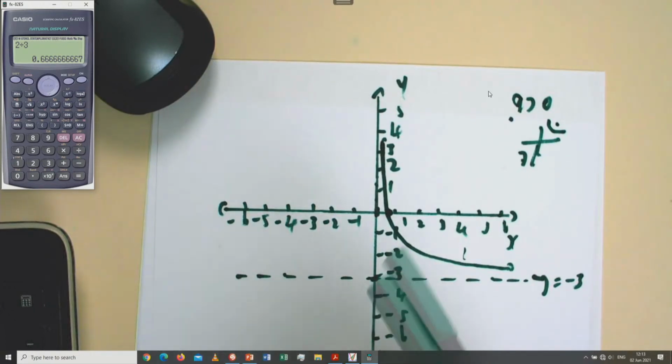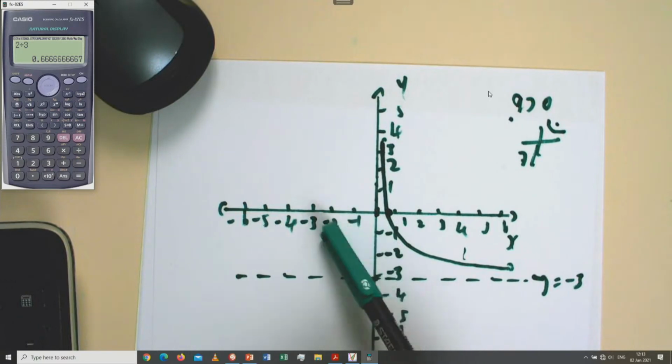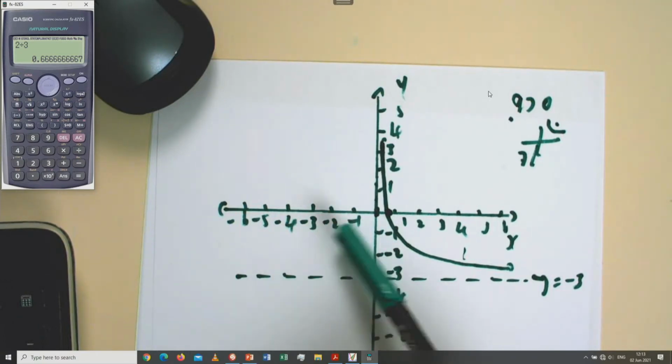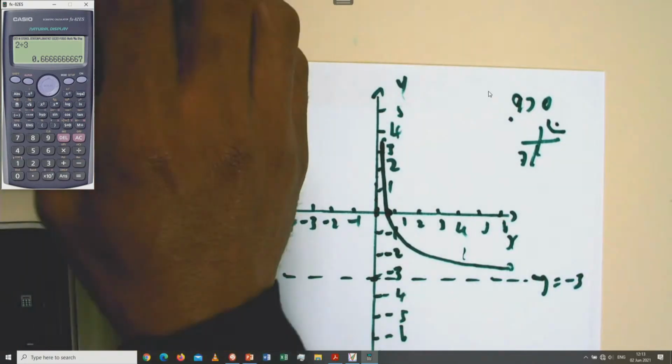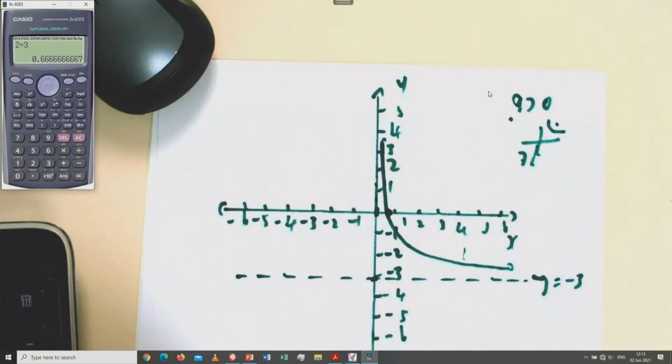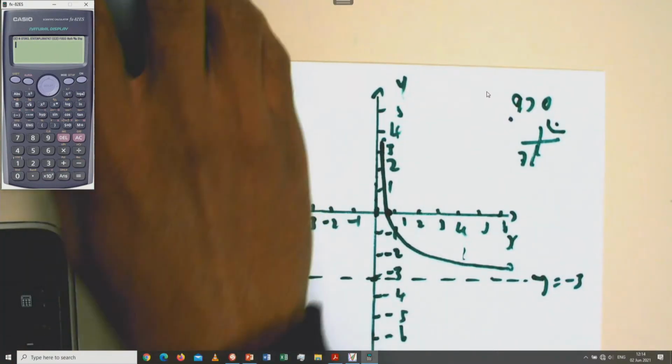Very important to take only 2 points. You can take 2, 3. That is your choice on the left hand side of that y-axis. Now, let's take minus 2 and then substitute it in.